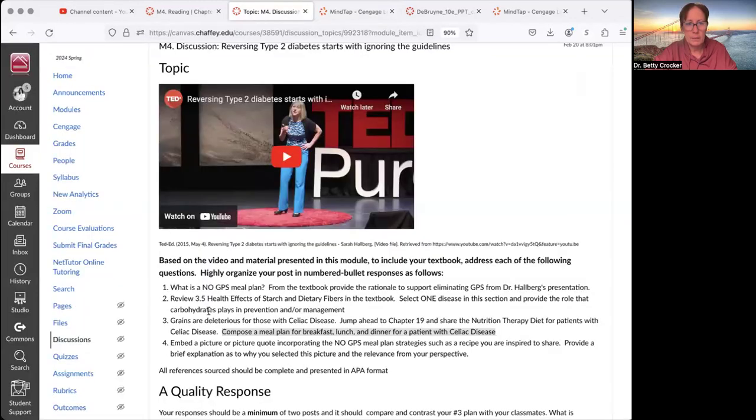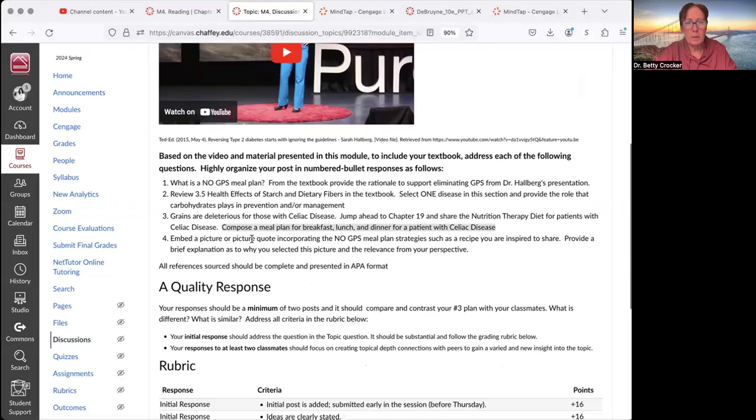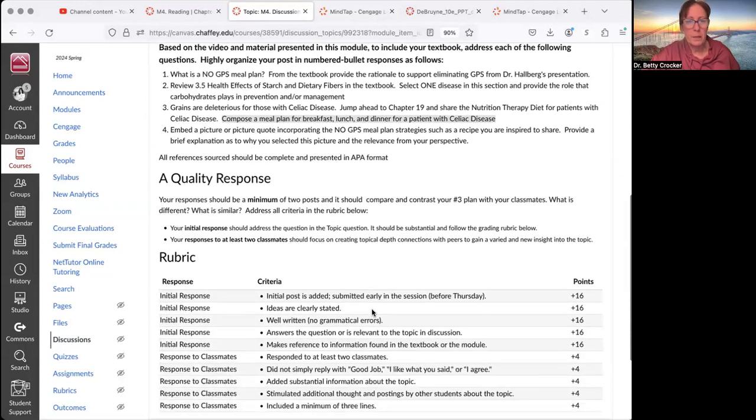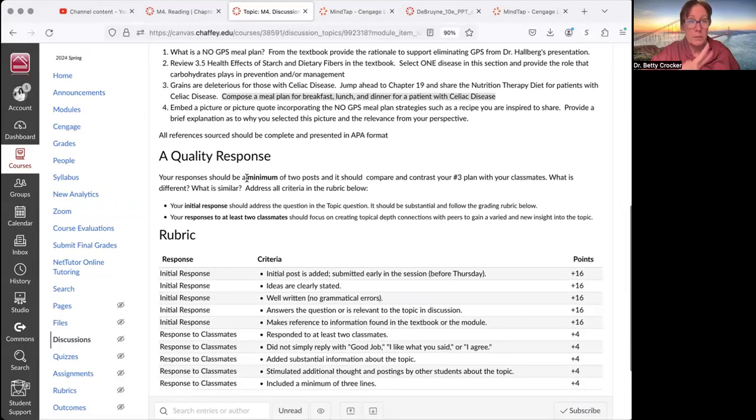And let's see what else. Then you're going to embed your regular picture, and this one is going to be incorporating the No GPS meal plan strategies, such as a recipe you are inspired to share. Provide a brief explanation as to why you selected the picture and its relevance. Then you're going to provide a minimum of 2 posts, and they should compare and contrast your number 3 plan with your classmates. So you're going to compare and contrast your meal plans with your fellow classmates.